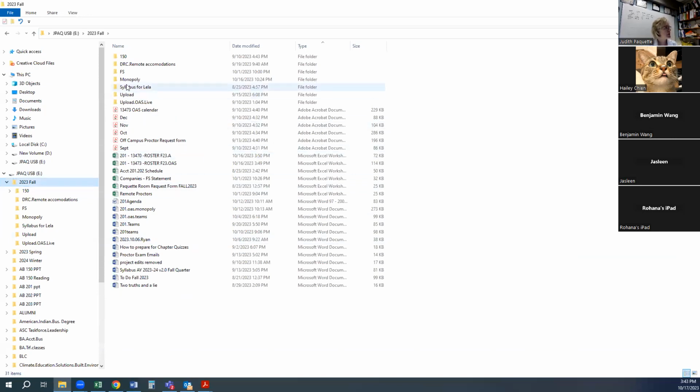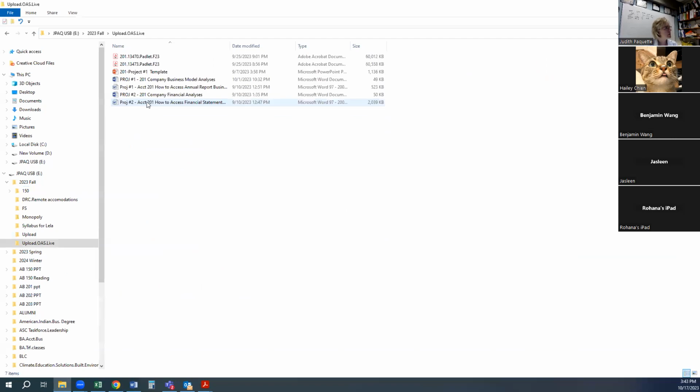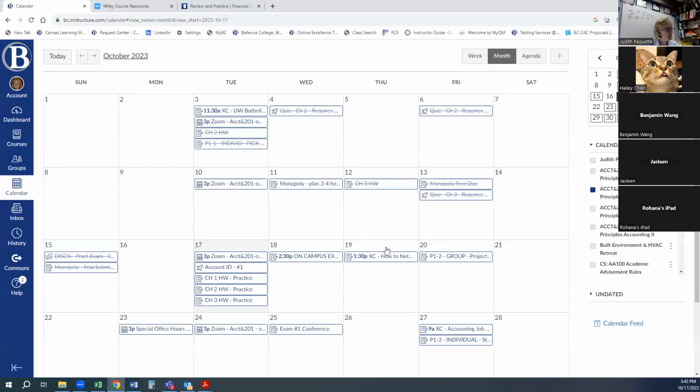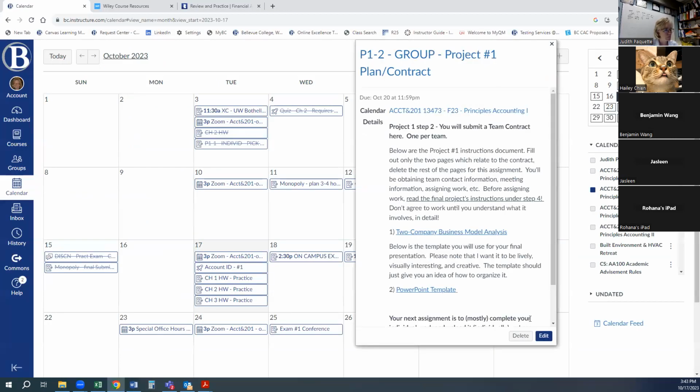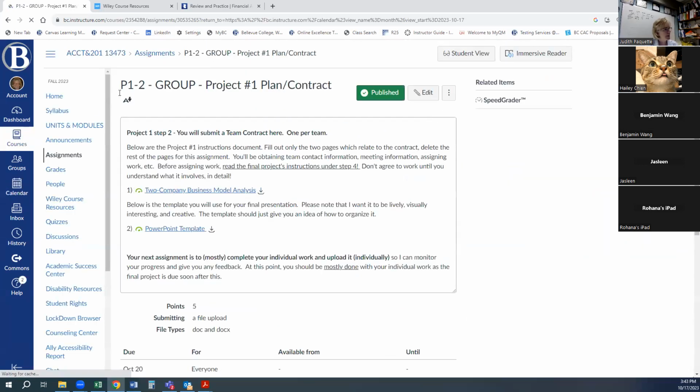So what I want to do, if you guys don't mind, is take a quick look at that. Project instructions here. Let's go look at the actual. There we go. So here's the assignment and here's the instructions.